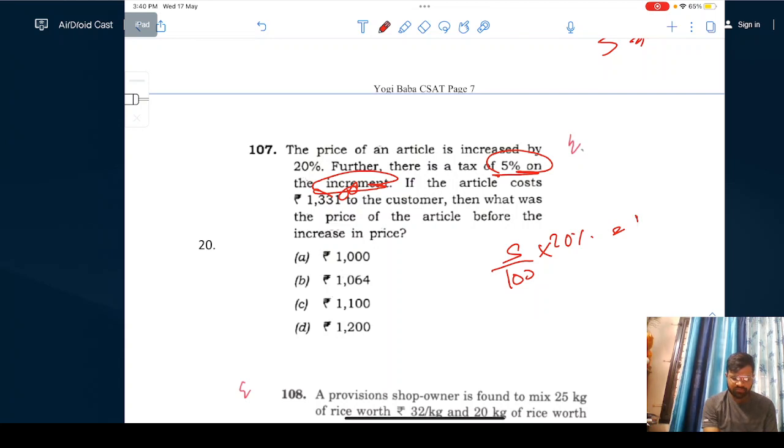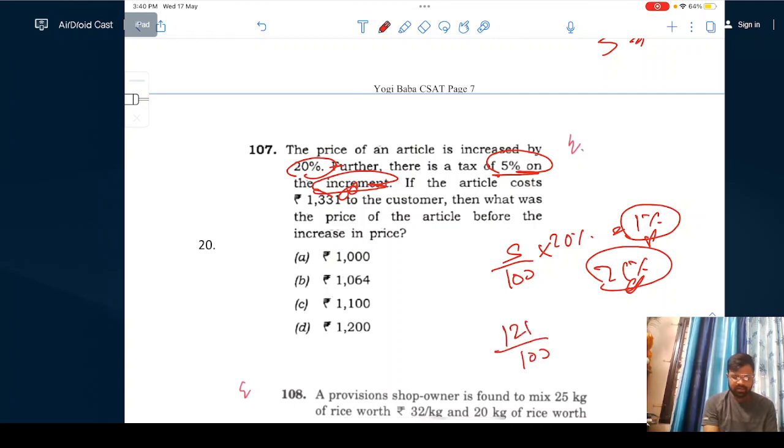So this will become 1%. So the total will become 20 plus 1, 21%. Finally, this 21% is added. So it will become 121 by 100 into x equals 1331. Now this is 11 into 11, and 1331 is 11 cube, obviously. So it will become 11 into 11, another 11, so x will become 1100.